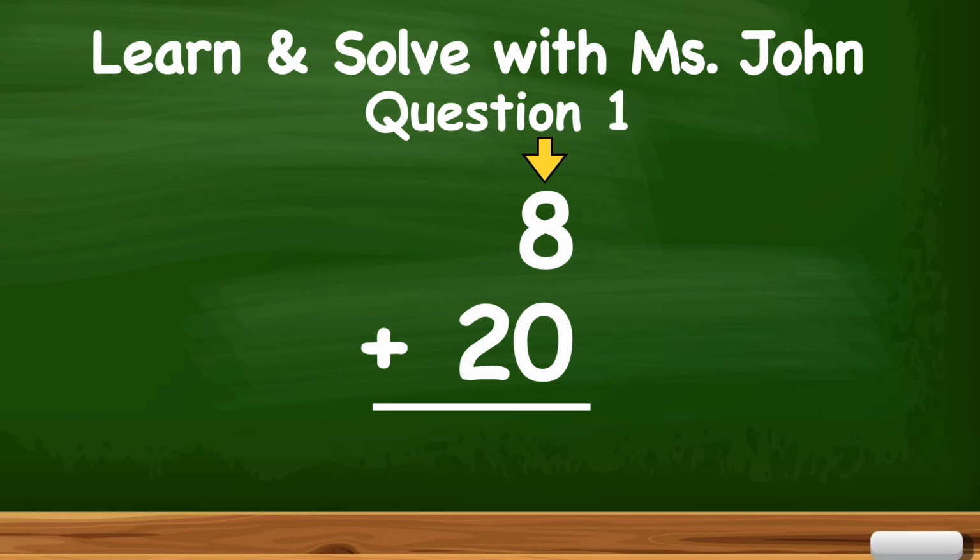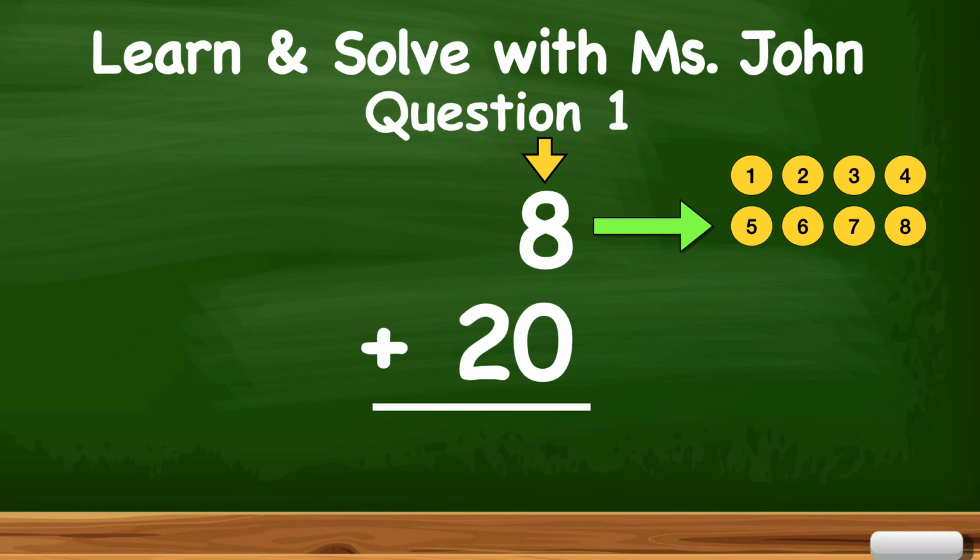Let's place the arrow beside the 8, and we're going to place 8 dots beside this arrow. 1, 2, 3, 4, 5, 6, 7, 8. Then let's place another arrow by the 0. We're going to place 0 dots beside the arrow, meaning we're not going to draw any dots.